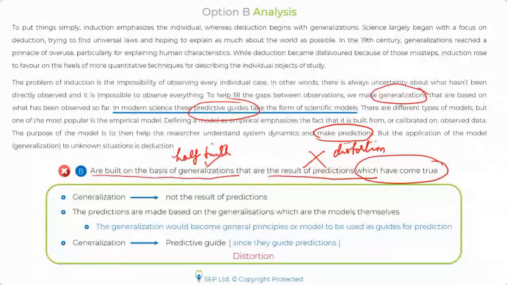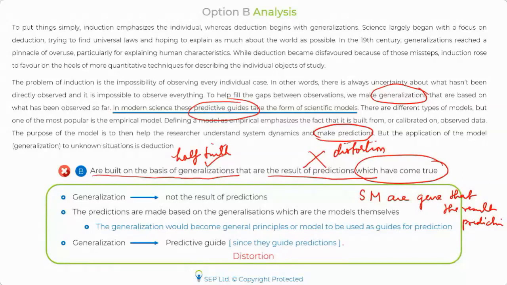I'll just quickly explain B again. If you see, B basically, if I shorten it, says that scientific models are basically generalizations. These generalizations are the result of prediction. The generalization is not a result of prediction, guys. Generalization is not a result of prediction. Generalization helps you to make prediction.